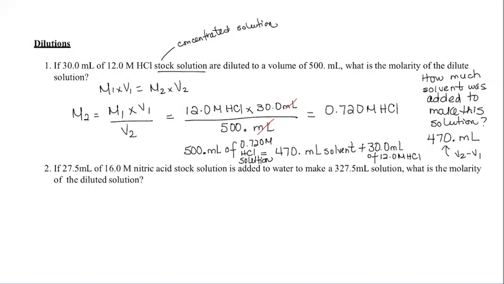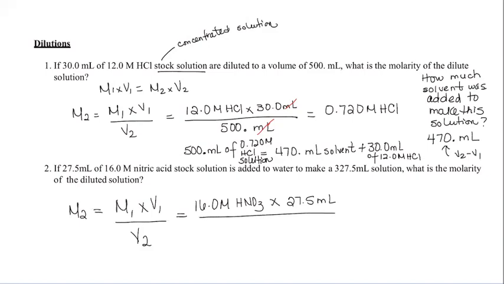In the second problem, we're also calculating the molarity of the diluted solution, so we're calculating for M2. So we have M2 equals M1 times V1, everything divided by V2. Now, understand that M1 is going to be the stock solution, the concentrated solution, which is 16.0 molar of nitric acid. We're going to learn how to name acids in the next chapter. This is HNO3, just to give you a preview. Then we multiply times V1, which is 27.5 milliliters. The volume of my solution, as you can see, is 327.5 milliliters. The units of milliliters are going to cancel each other.